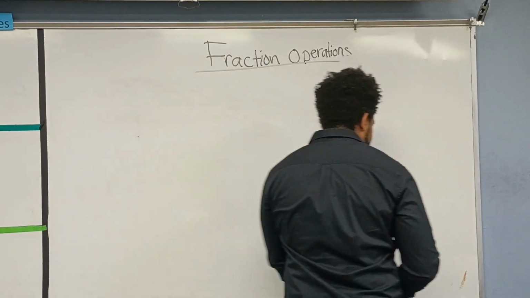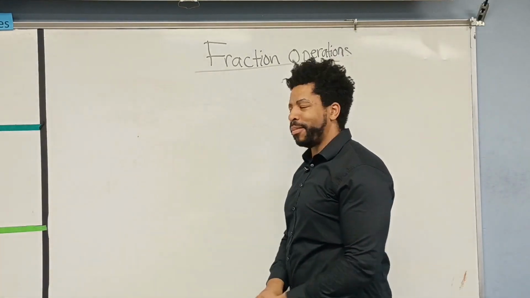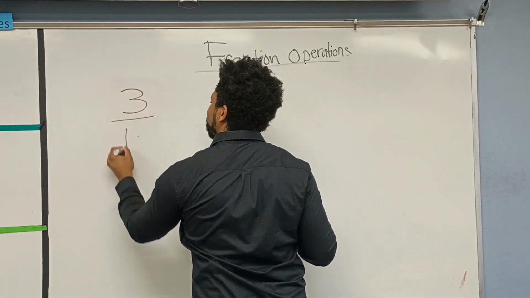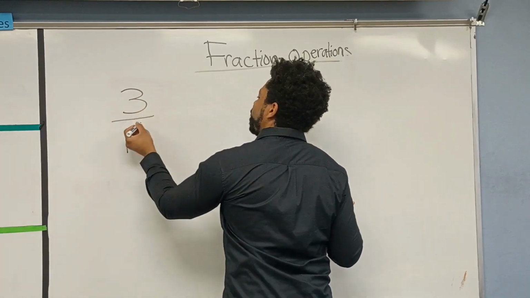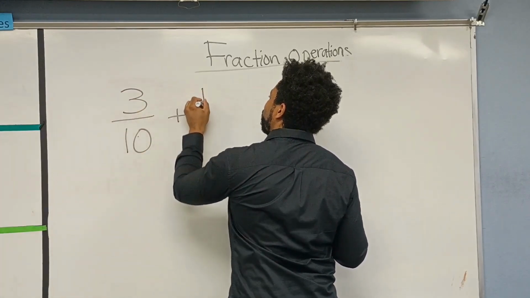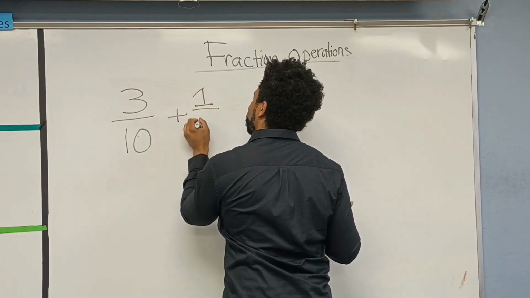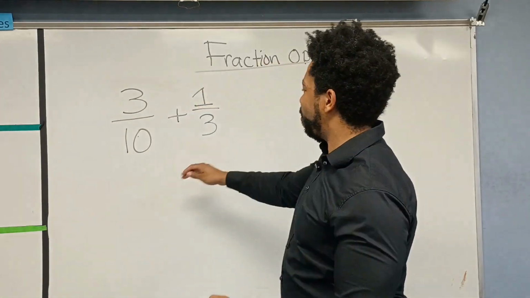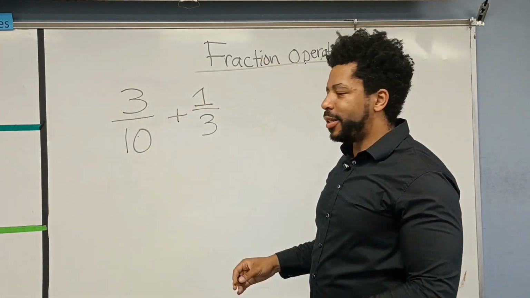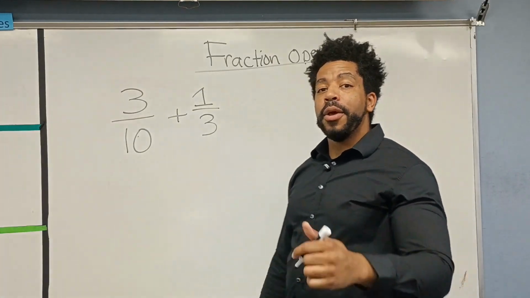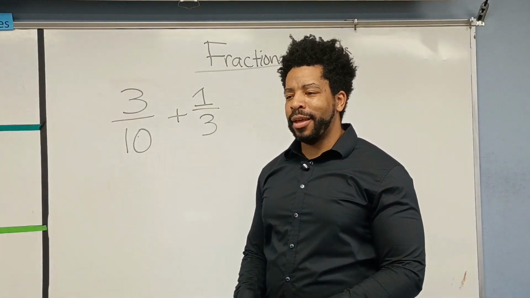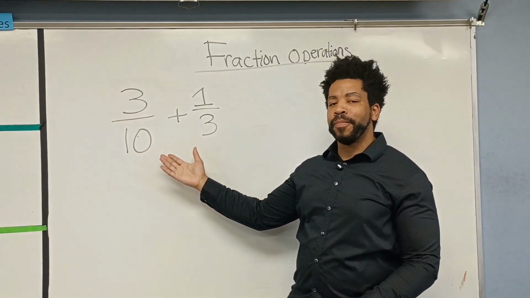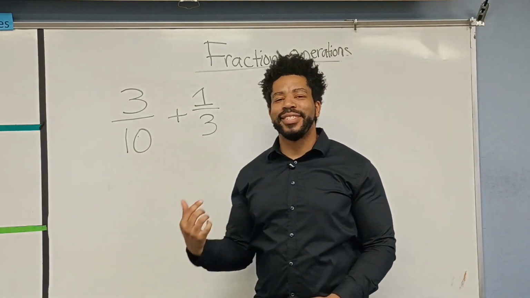Now, that is when the denominators are the same. When they are different, we have to do a little bit of work here. 3 over 10 plus 1 over 3. Okay. Why am I using these numbers? These numbers are numbers that you can easily work with. But here's the thing that I love about math. And it's that even though they look simple, the principle remains the same.